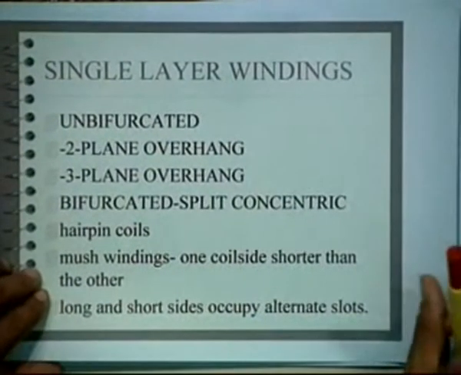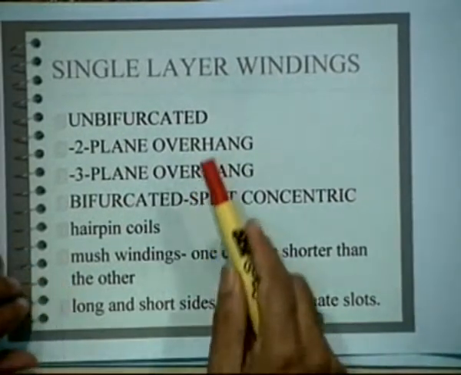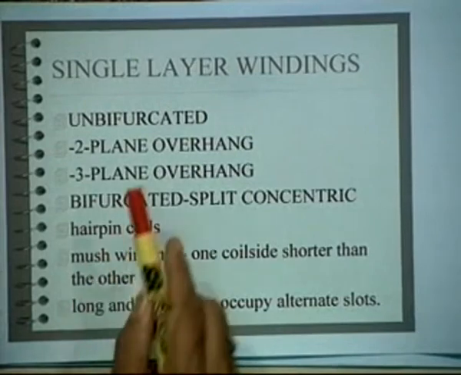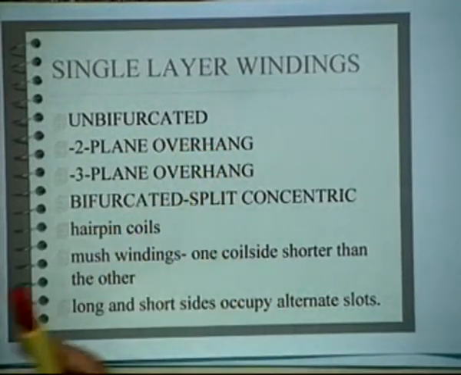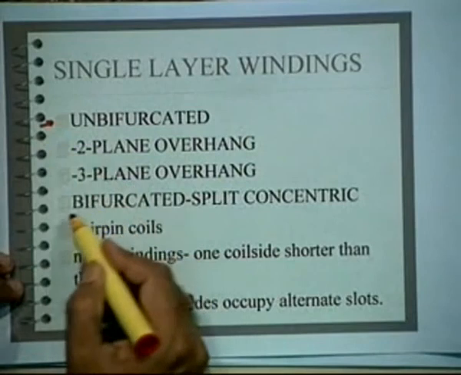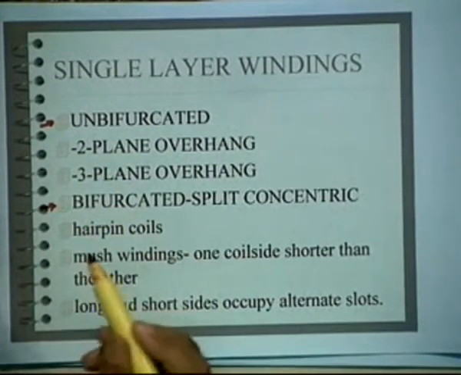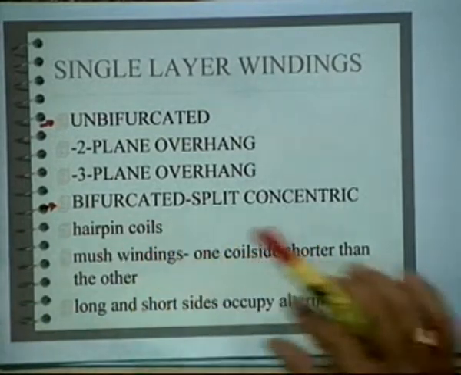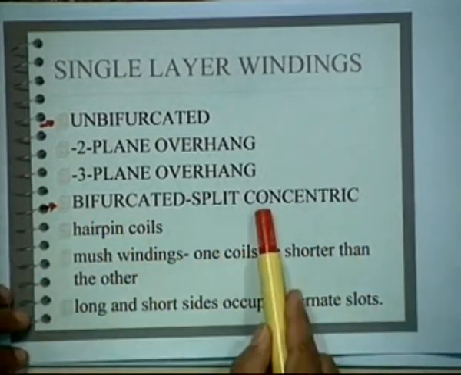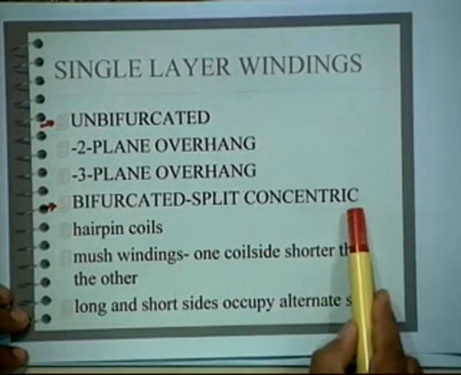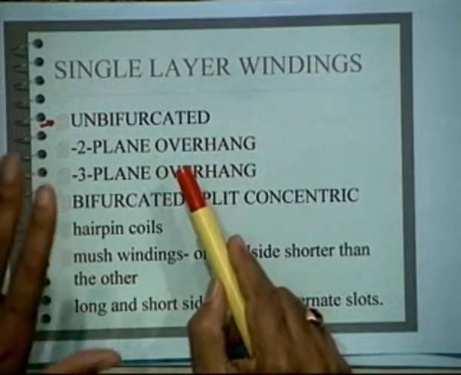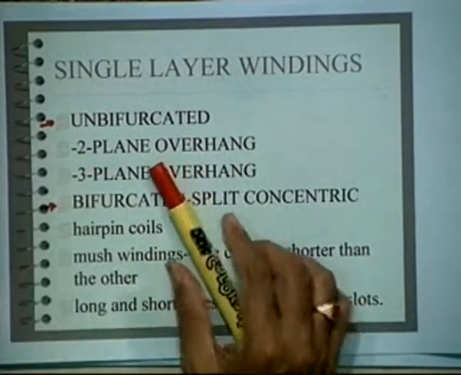Then in single layer windings, there are several types. What are unbifurcated and bifurcated windings? Bifurcated, yesterday we saw that each coil group is bifurcated into two parts, one going to the left and another going to the right. It is a split concentric. Unbifurcated is where you put them all together, each coil phase together, and I will show you a picture.